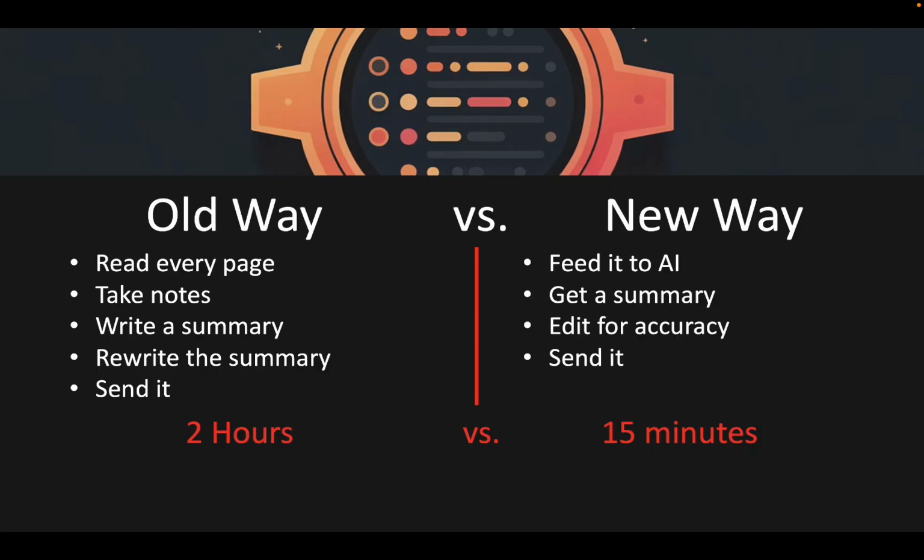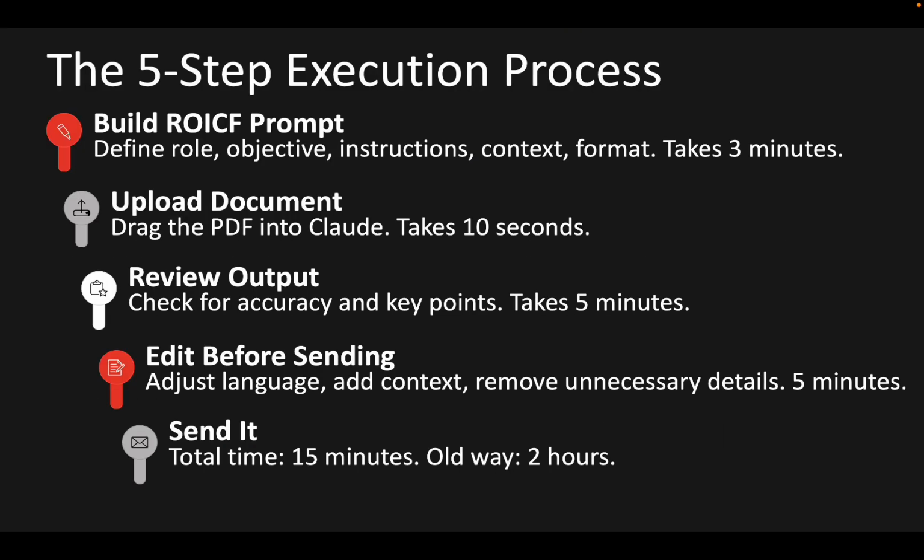In the old way, I would have to read every page, take notes, write a summary, rewrite the summary, send it. Probably would take me about 2 hours. The new way, I feed it to AI, get a summary, I edit it for accuracy, and I send it. Total time, 15 minutes. Here's the 5-step process.